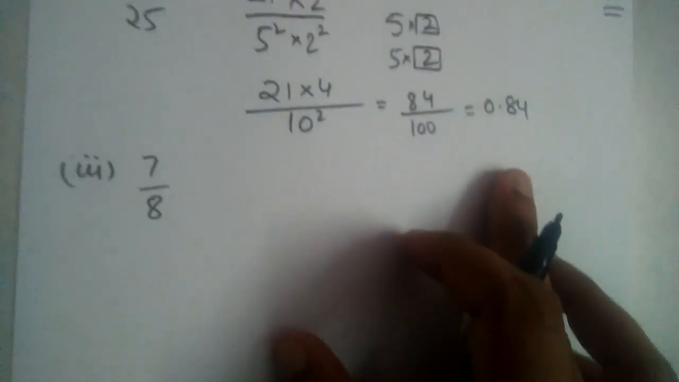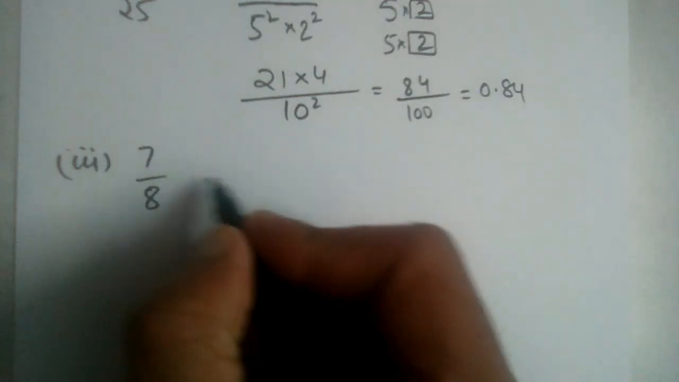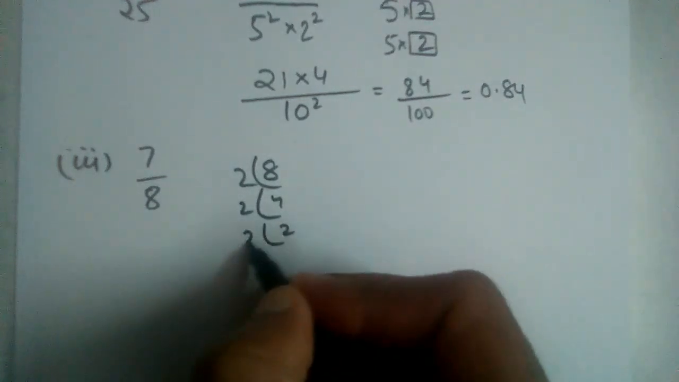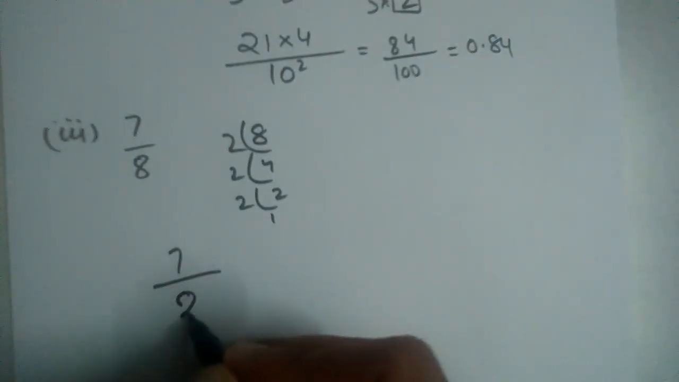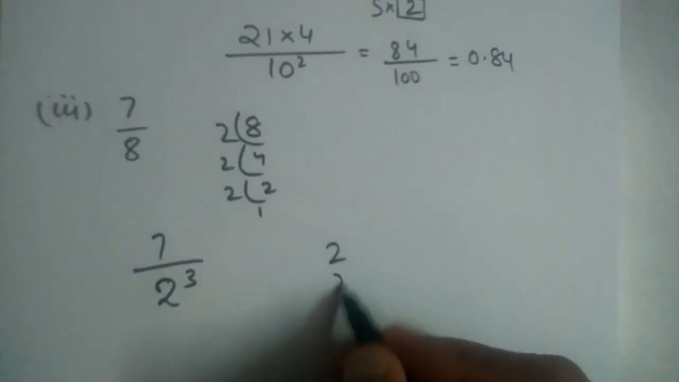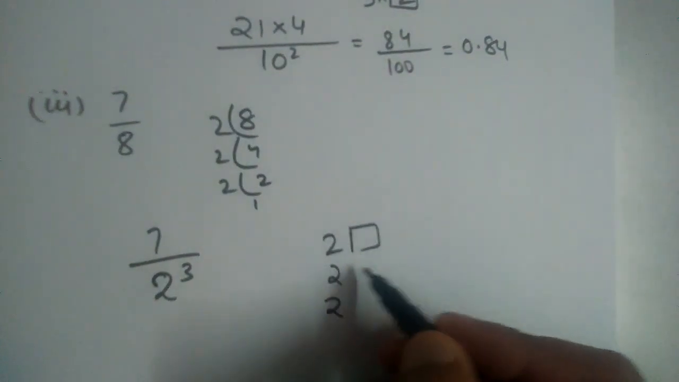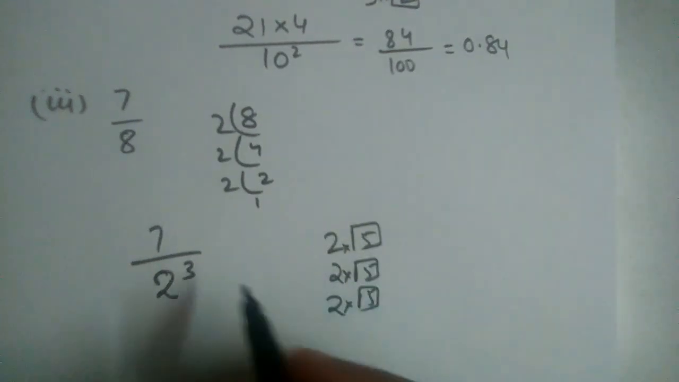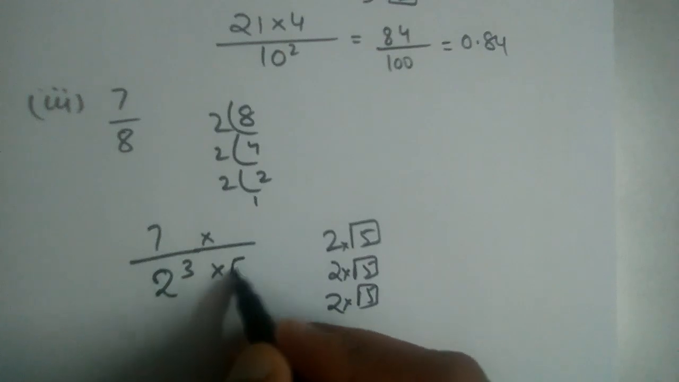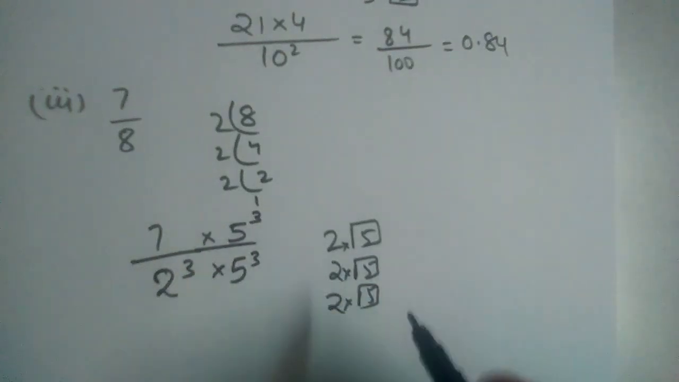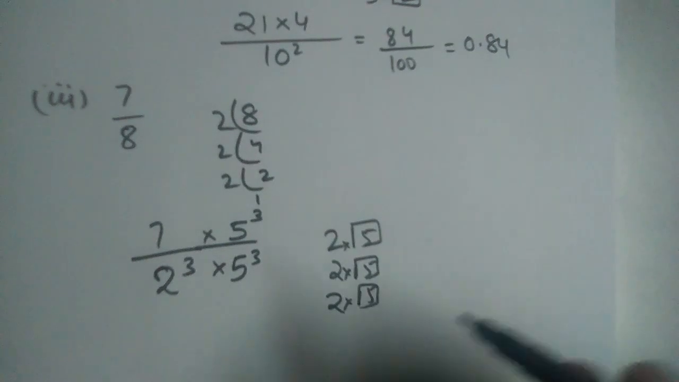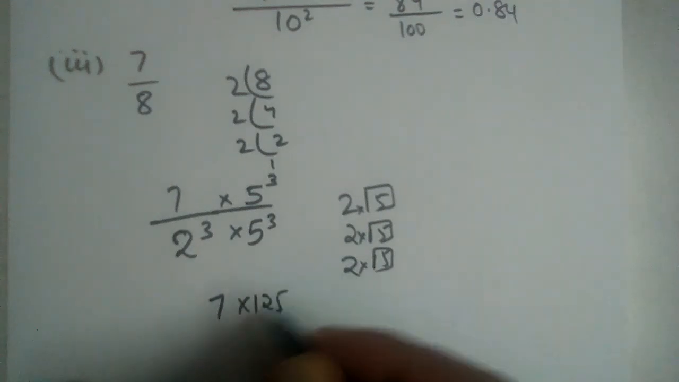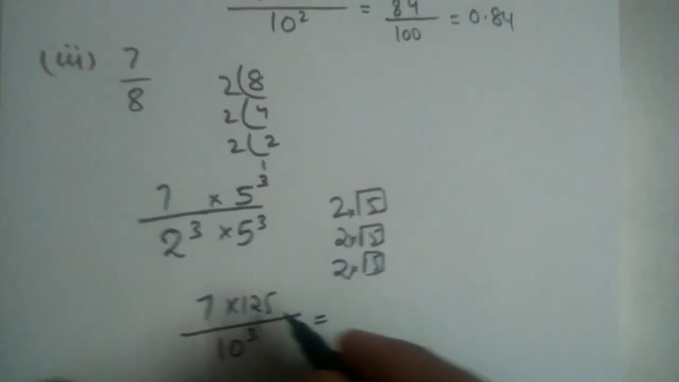Now 7 by 8. Prime factors of 8: 2, 4, 2, so 2 cube, right? So this is 7 over 2 cube. Now we have 2 three times, but 5 is missing. How many times is 5 missing? All 3 times, to make it 10. That means I should multiply the numerator and denominator by 5 cube, because 5 should be 3 times. So this will become 7 into 5 cube, which is 125, divided by 10 cube.